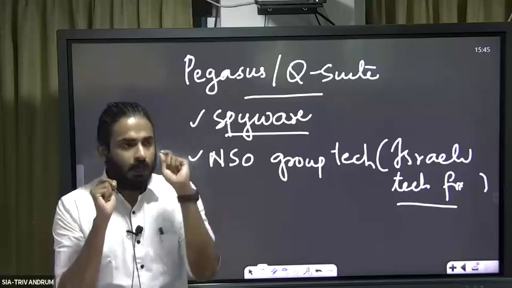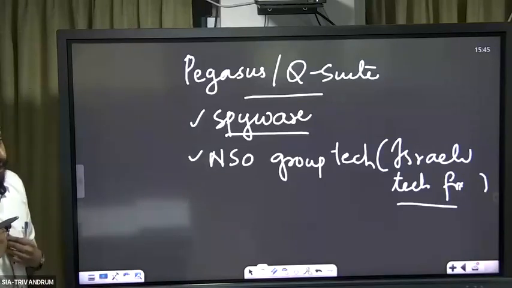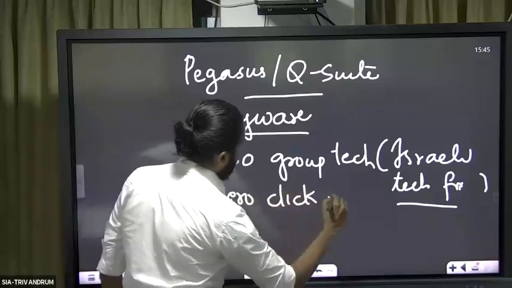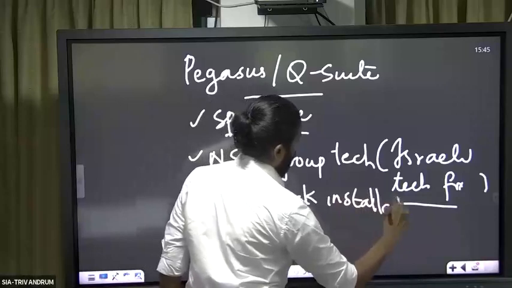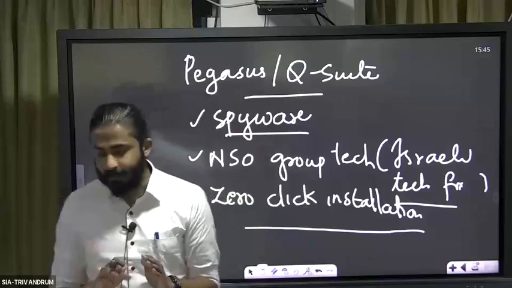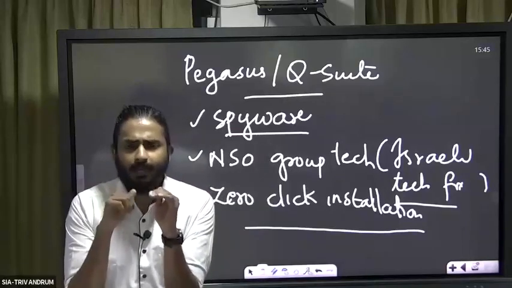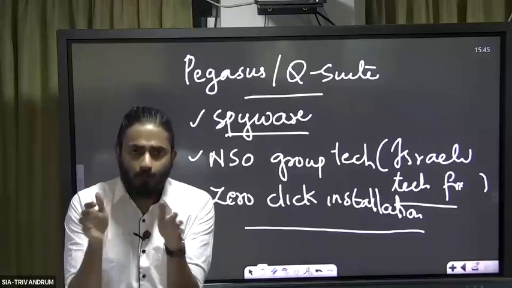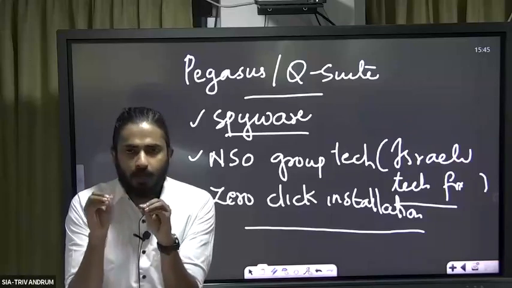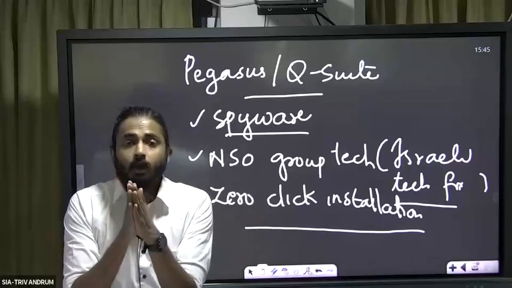Now one point you should know about Pegasus is that it is a zero-click installation. What is a zero-click installation? For example, a virus. A virus generally gets attached to an email or a software. It can spread in your computer only if you click on that link or that software. But this is not like that.